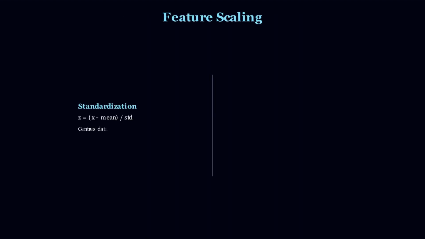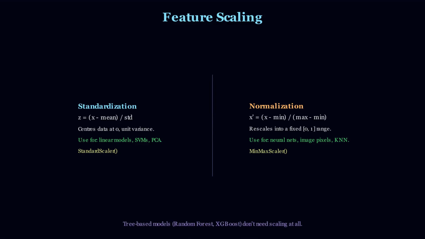First fix, feature scaling. Standardization centers your data at 0 with unit variance. Use it for linear models, SVMs, and PCA. Normalization rescales into a fixed 0 to 1 range. Use it for neural networks, image pixels, and KNN. Tree-based models like random forest don't need scaling at all.